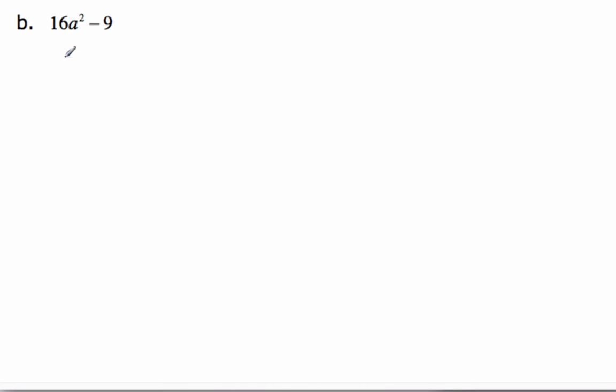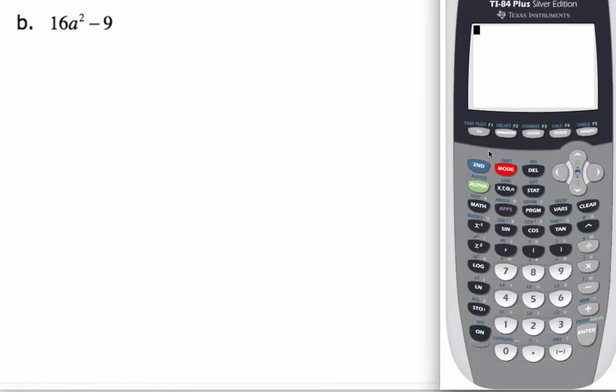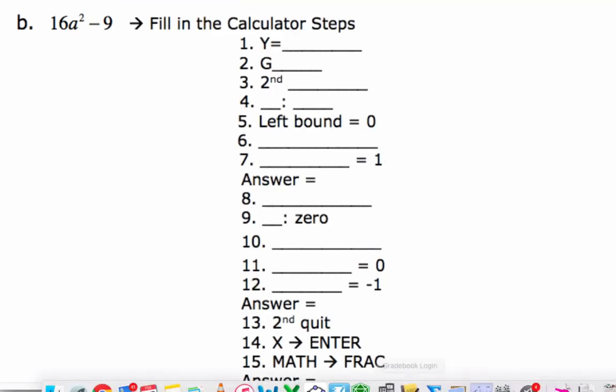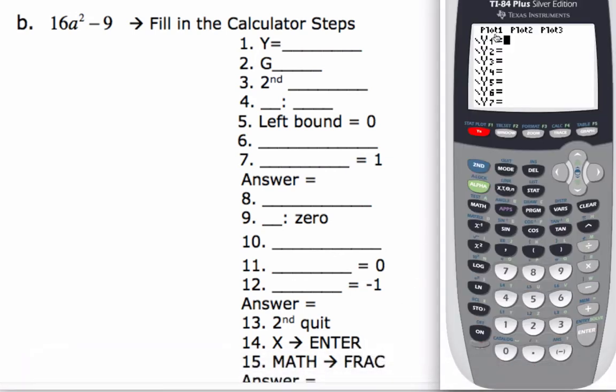Next scenario, 16x squared minus 9. Well, my first step is to consider, do I have a GDC or not? It doesn't say I can't use a GDC, so let me use my GDC. Let's make life easy. I'm going to go to y equals, and I'm also going to pull this away to help you remember your steps, please. So I'm going to go to y equals and type this in, 16. Now it says a squared, but my calculator likes x squared, minus 9. Okay, that I put in my y equals.